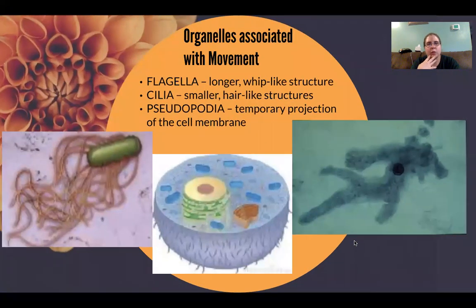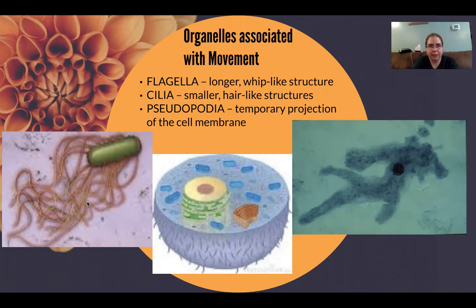All right, so 3 ways a cell can move. First way is with flagella. Now, normally there's only like 1, 2, maybe 3, but there can be more. These are really long whip-like structures that will help to push the cell along. Think of it like the tail of a dolphin. So we have the body of the dolphin, and then the tail moves behind it and kind of whips up and down or back and forth to push it along. That is what a flagella does. So it's 1, 2 long whip-like structures that when they beat, they push and propel the cell forward.